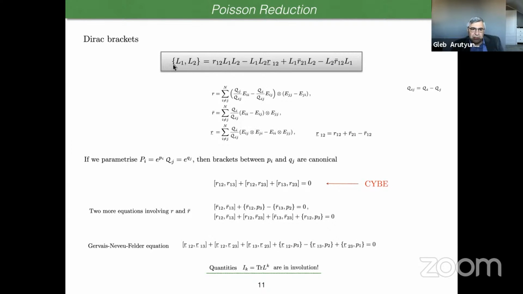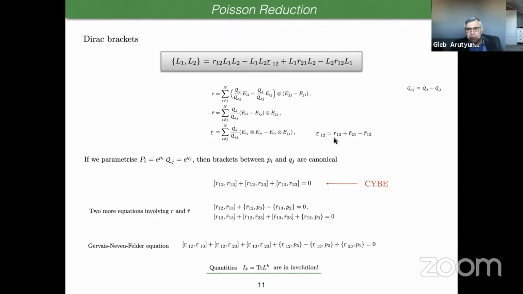The Dirac bracket computed between the components of the Lax matrix on the reduced phase space comes nicely in the quadratic R-matrix form. It involves essentially two R matrices, R and R bar. R and R bar are explicitly given by these formulas in terms of matrix units. And we also see that these matrices appear to be dynamical, so they depend on the coordinates of the phase space. This formula also involves the matrix R with a bar underneath.